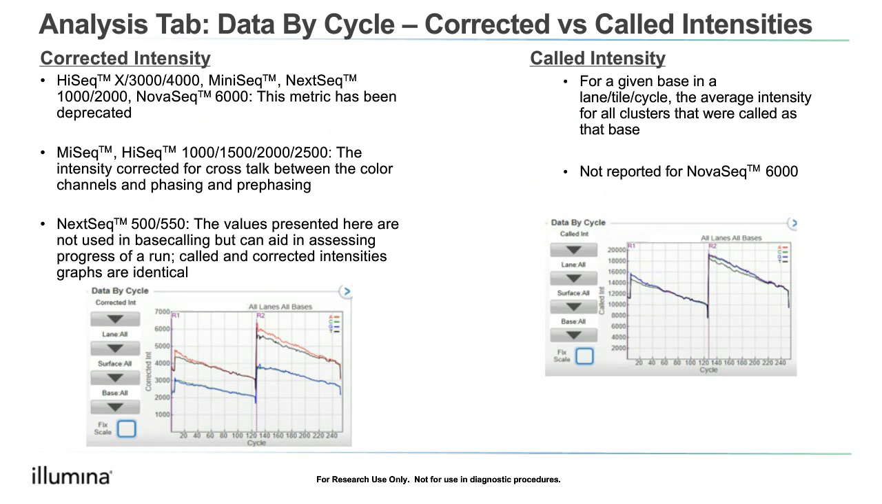The data by cycle pane also plots the corrected and called intensity on some instruments. We're not going to go into too much detail on these graphs because they are not commonly used in troubleshooting, but please refer to these slides as a reference if needed in the future. Briefly, the corrected intensity corrects for crosstalk, and the called intensity shows the average intensity for all clusters.